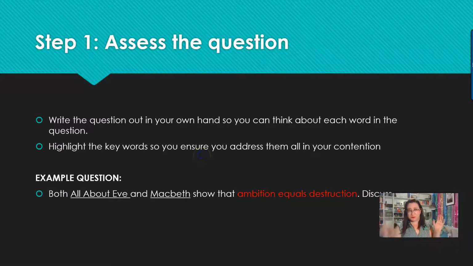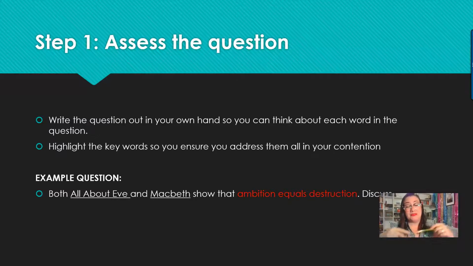Okay, so the first thing you should always do when you are starting an essay is write out the question in your own hand. The reason I ask you to do that is because it gives you the opportunity to think about each word in the question and really process what the question is asking you. It just gives you that second to think about it. The things that you should do when you're writing it out, definitely highlight each of the key words so that you can make sure that you address them in your contention.